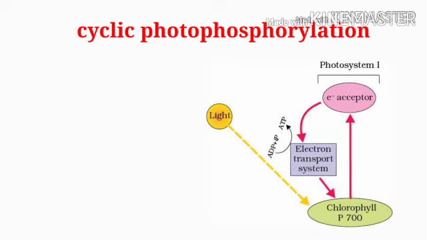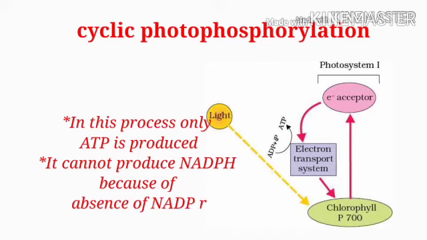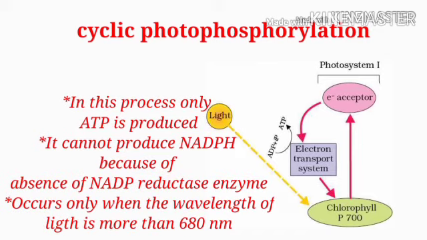In cyclic photophosphorylation, only PS1 will work and the excited electron will return back to the reaction center of PS1 through the electron transport system. Cyclic photophosphorylation occurs only in stromal lamellae because there is an absence of PS2 and NADP reductase enzyme, and it occurs when only light of wavelength beyond 680 nanometers is available for excitation.